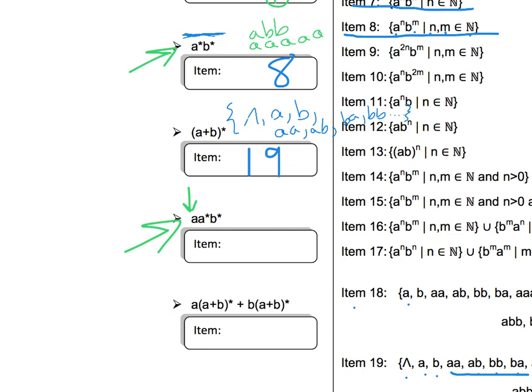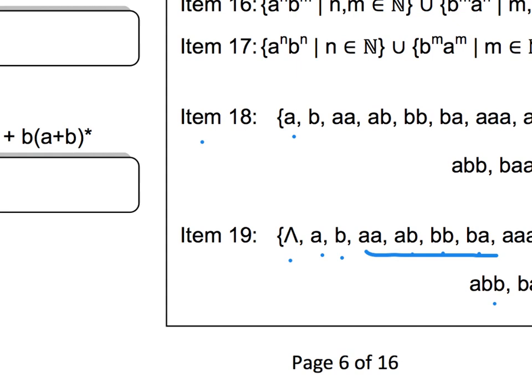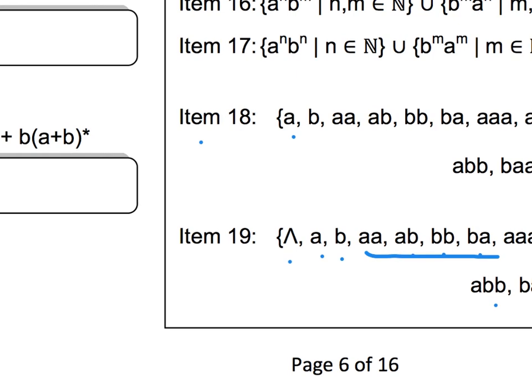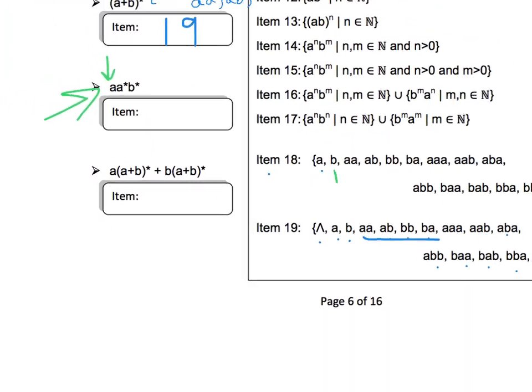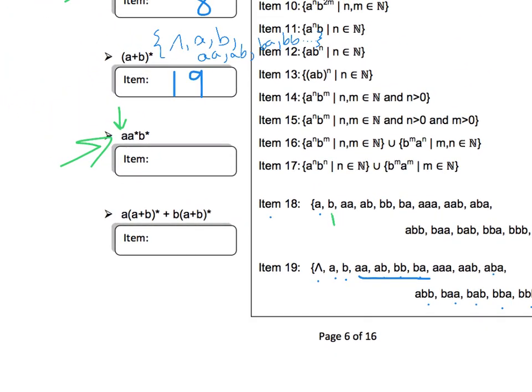So for example, if we just start looking through these, we know item 19 isn't it because lambda's not in it. We know 18 isn't because B doesn't start with an A. If I just start looking at these, 17 says you could start with A's and B's, but also union B's and A's, so that's no good. And also that one starts with B's.